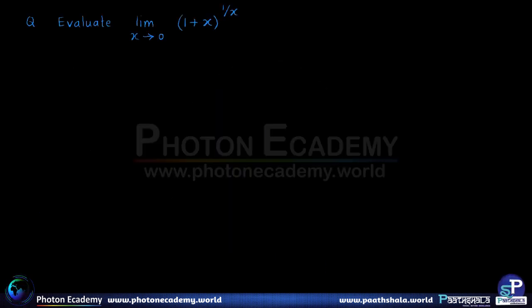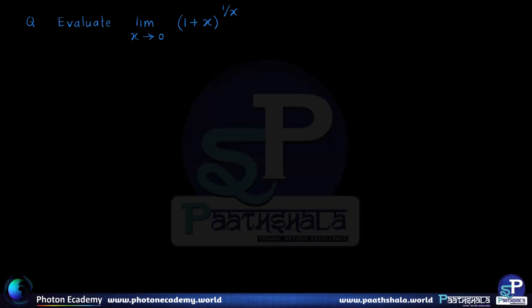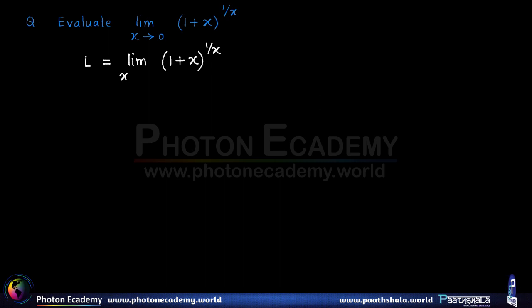Here we have to evaluate the limit of (1 plus x) whole raised to 1 upon x as x tends to 0. Now we are very well aware of this result, which is a standard formula, and the answer is nothing but the number e. But let us see how that is obtained. So let's call this particular limit L. So L is written as the limit of (1 plus x) whole raised to 1 upon x as x tends to 0.